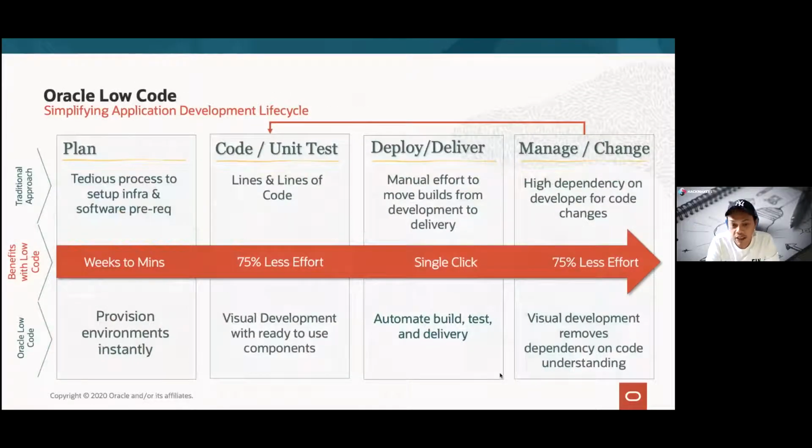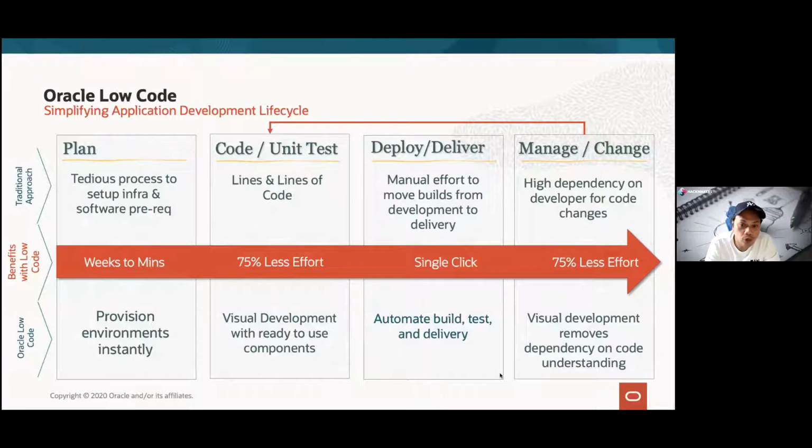Now, specifically, you're planning for this hackathon, what you're trying to build. Whenever you look into a typical development lifecycle, we can divide it into 4 parts. We have the planning stage, the code and unit test stage, then the ability for you to deploy and deliver. And then of course you need to manage the change requests that you get for your application, and go through unit testing, etc.